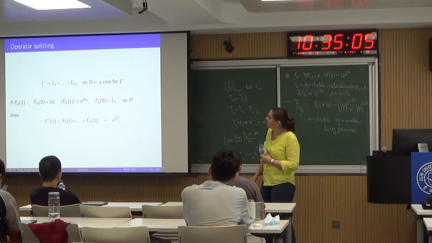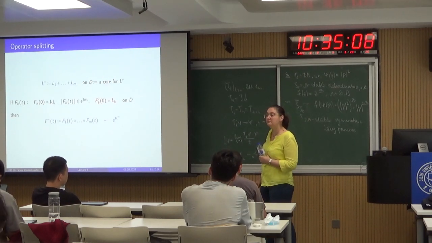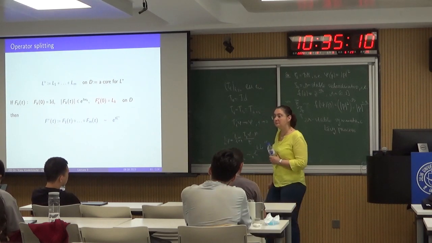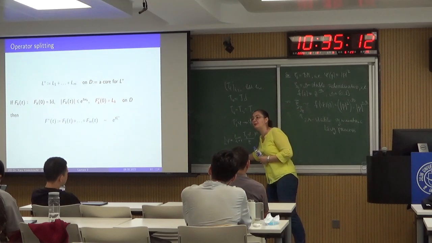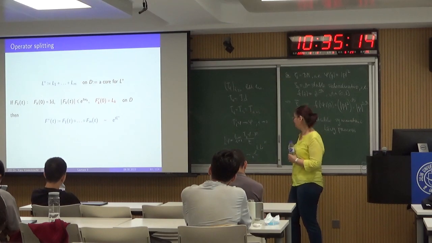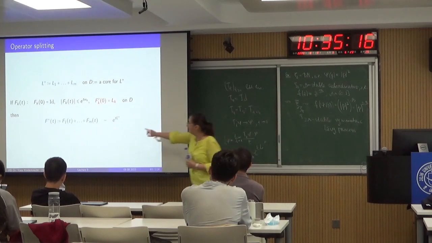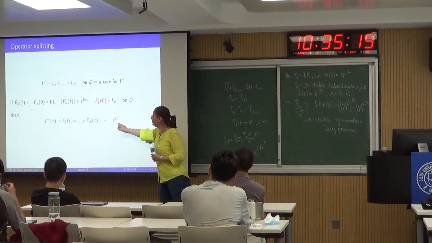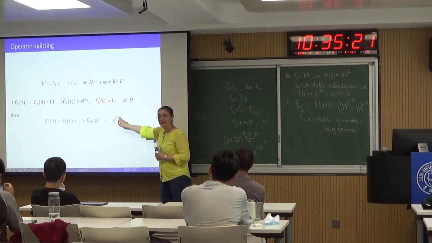This Chernoff approximation basically is a way to approximate the semigroup. So here, once again, this is just a notation for the semigroup with generator L, nothing else.